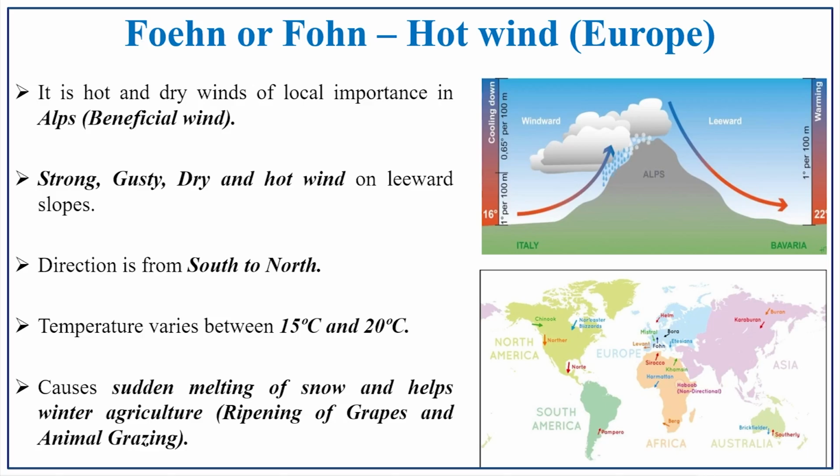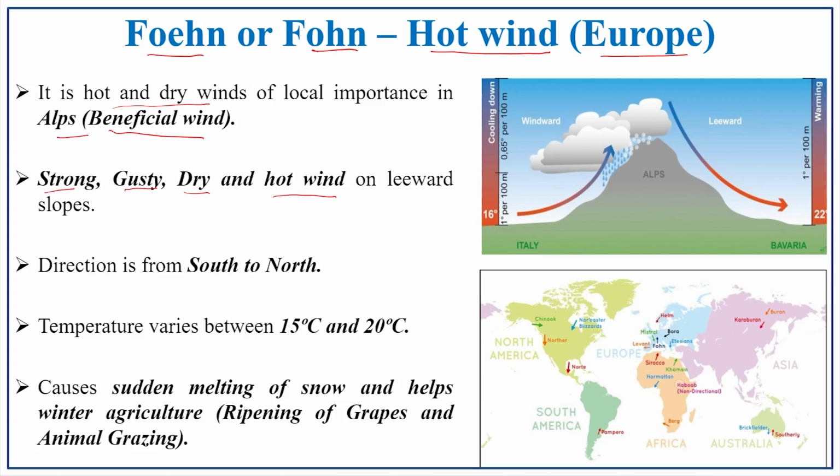The first and foremost is the Fohn wind. It is also known as a hot wind which is blowing in Europe. In this European continent, this hot dry wind is blowing in the Alps. Some winds will be beneficial for that locality and some winds will give very adverse conditions for that locality. This Fohn wind is a beneficial wind for that particular region. It is a strong, gusty, dry and hot wind which is blowing on the leeward side.